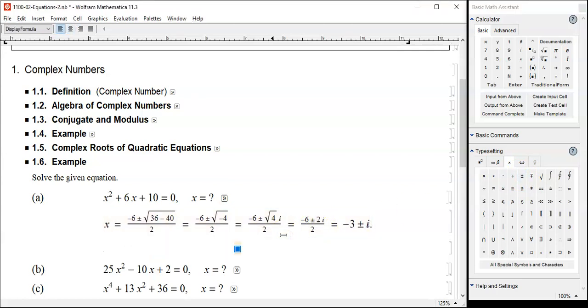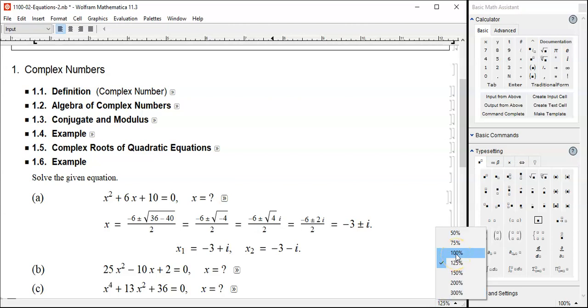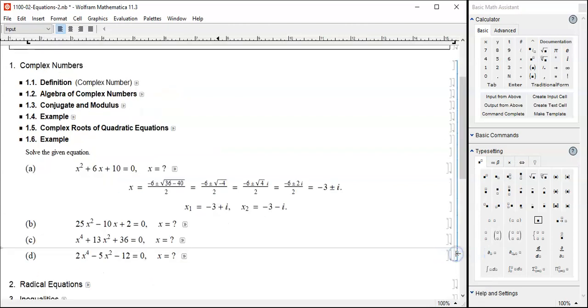Or if you prefer to write two solutions, x1, the first solution, is negative 3 plus i. x2, the second solution, is negative 3 minus i. You can write like that too if you want to. In any case, it is possible to express the solutions of a quadratic equation using i's when you have a negative in the square root. How do you do that? Whenever you have the square root of a negative, we have the square root times i. That's the standard process.